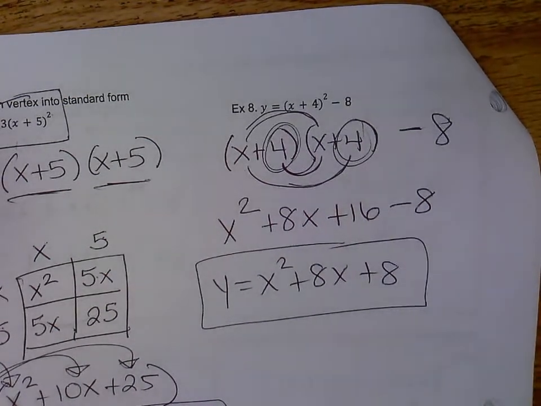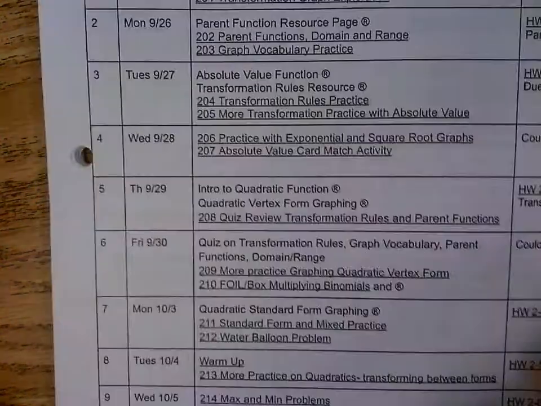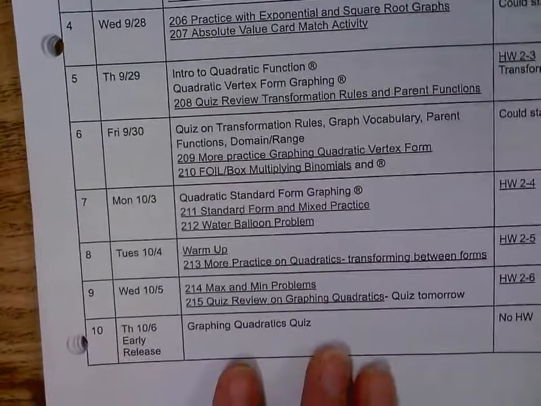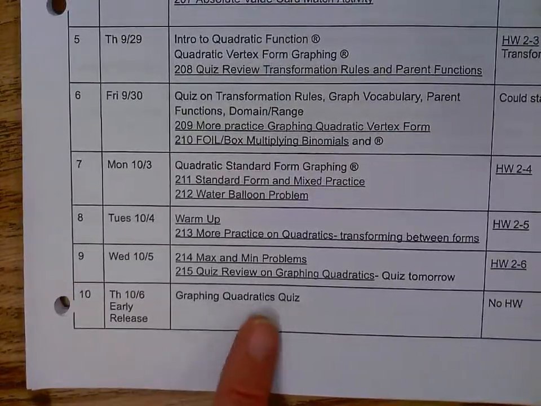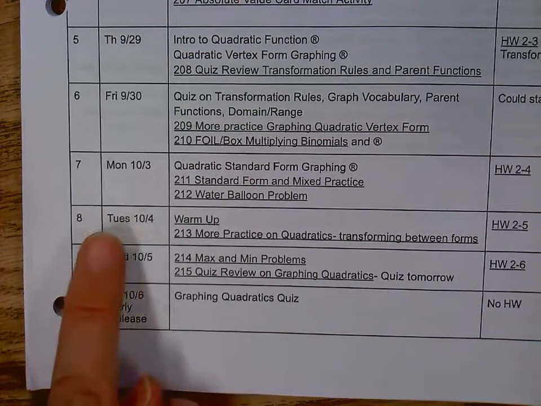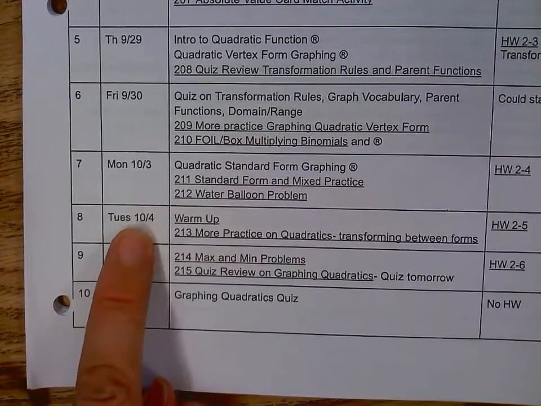All right, so let's skip and do something new today. We're going to look at standard form. And this is one of the last things that you are learning in quadratic transformation, graphing, all the things. So if you look at our agenda, we've got a graphing quadratics quiz on Thursday. So today's Tuesday. We're going to learn how to graph in standard form.